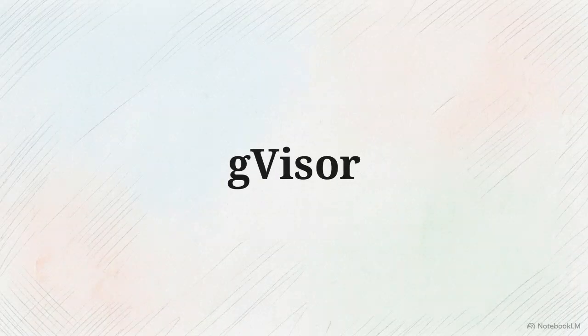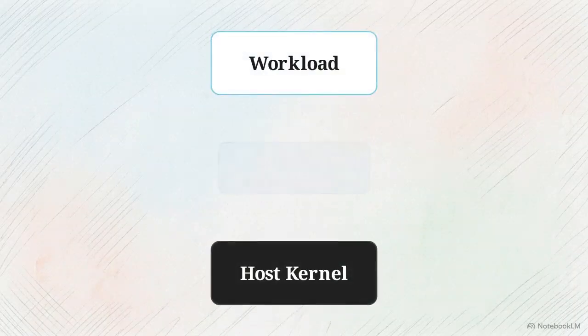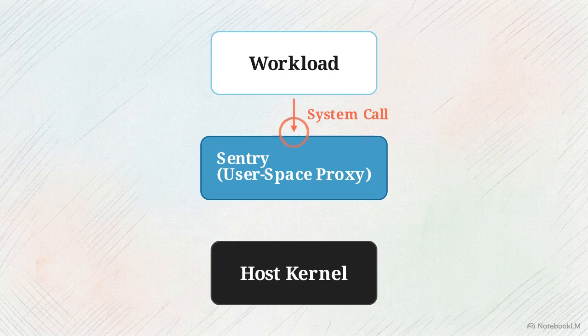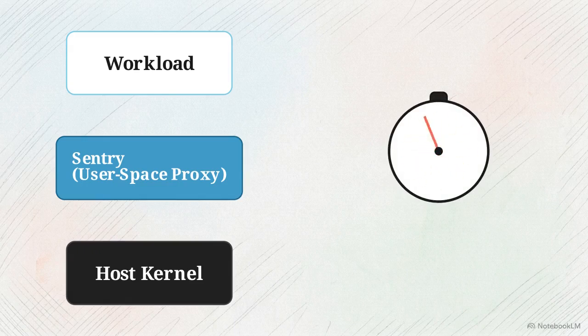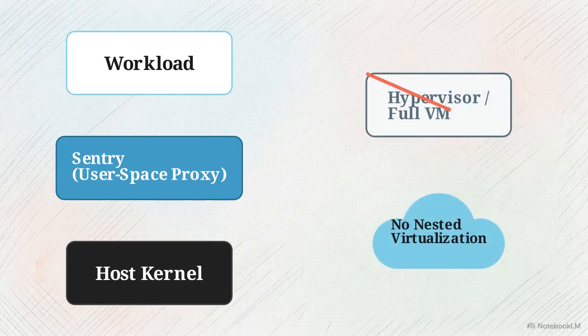The first tier of isolation is gVisor. Instead of a full virtual machine, a proxy layer called the Sentry intercepts system calls in user space before they reach the host. This approach is fast. Avoiding a guest kernel gives millisecond startup times. It runs without KVM virtualization, deploying easily in cloud environments where nested virtualization is restricted.